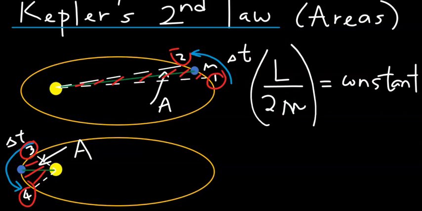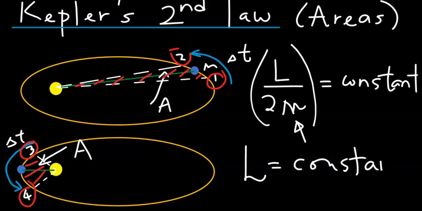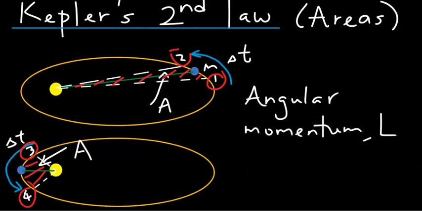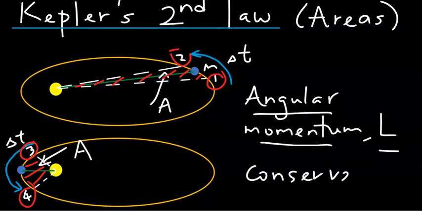The entire term is a constant. Since mass is a constant, we are forced to conclude that the angular momentum for this planet is also constant as it revolves around the Sun in an elliptical orbit. So what that means is the angular momentum L is indeed conserved. So Kepler's second law is equivalent to the law of conservation of angular momentum.